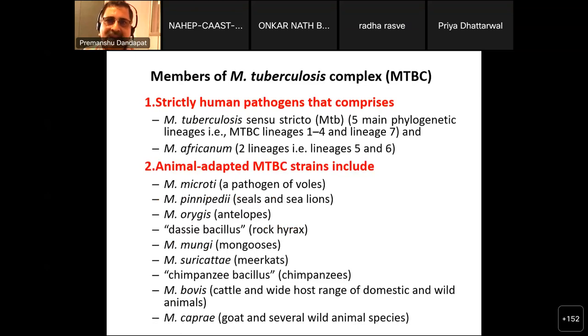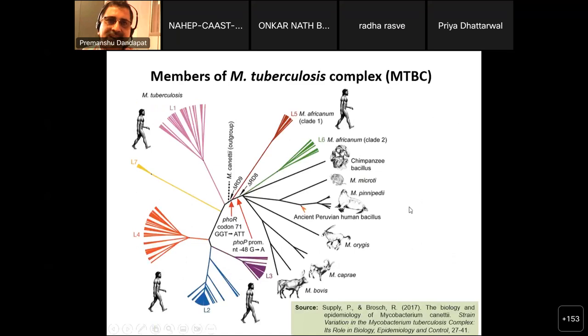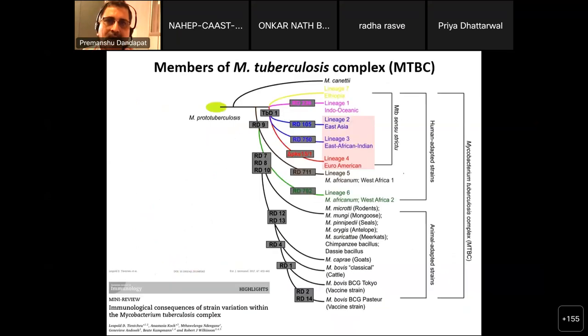These names were formulated whenever they were isolated for the first time from that particular species of animals. Canetti is basically concentrated only in the Horn of Africa, and it is still presumed that it has evolved from an animal species, and now it is only concentrated in that particular area. So these are the different lineages of Mycobacterium tuberculosis complex. All of them can cause tuberculosis, which can form nodular lesions in the lung, lymph nodes, and other organs of the body. The lineages and speciation have been categorized on the recent nomenclature based on the different regions of difference, RD in short form.